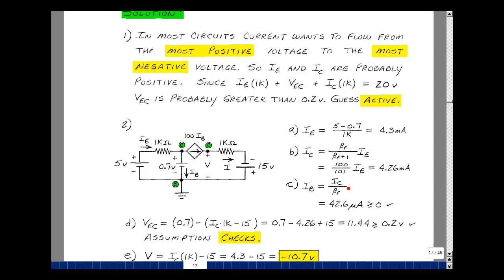And then the base current is just simply the collector current divided by beta F. Dividing this by 100, I get 42.6 microamps. Is that greater than or equal to 0? Yeah, so that checks. The emitter collector voltage is here.